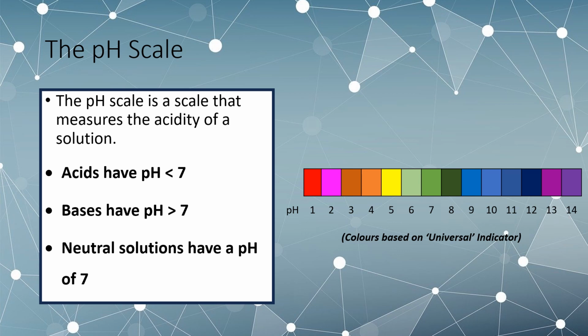The scale to the right is based on the colors of what we call universal indicator, with it moving from red through to violet based on what number the pH is. Now, as I said, we're only covering this very basically in this video, but there's a lot of different complexities with the pH scale that we'll cover in its own video at another time.